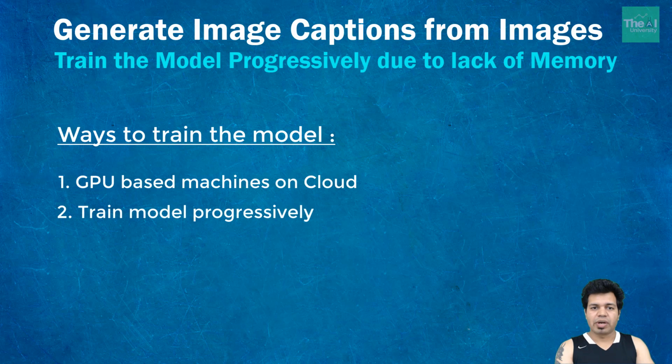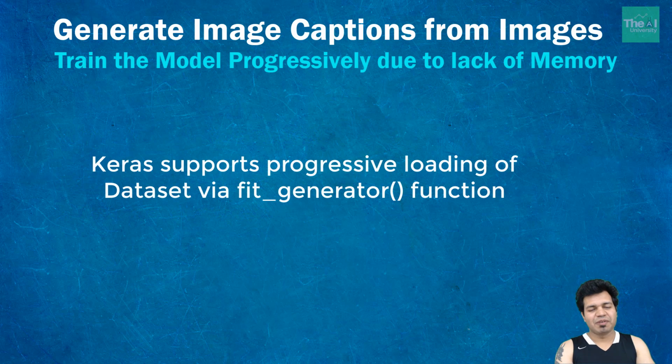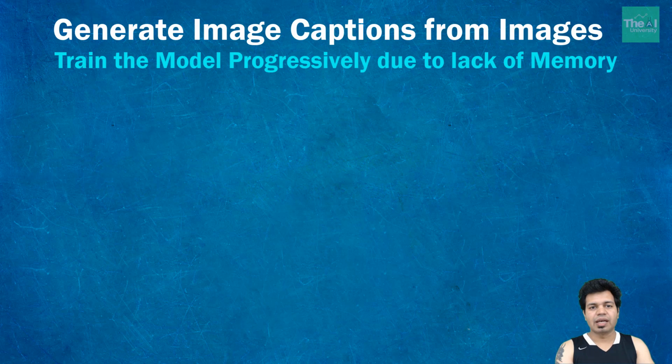Keras supports progressive loading of data sets by making use of a function called fit generator. We basically develop a standalone function or generator here, the name of which can then be passed to the fit generator function when fitting the model. This function or generator must create and yield one batch of the data set.